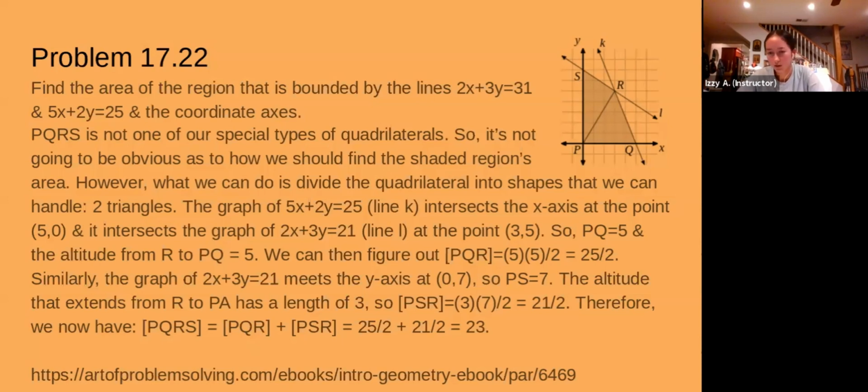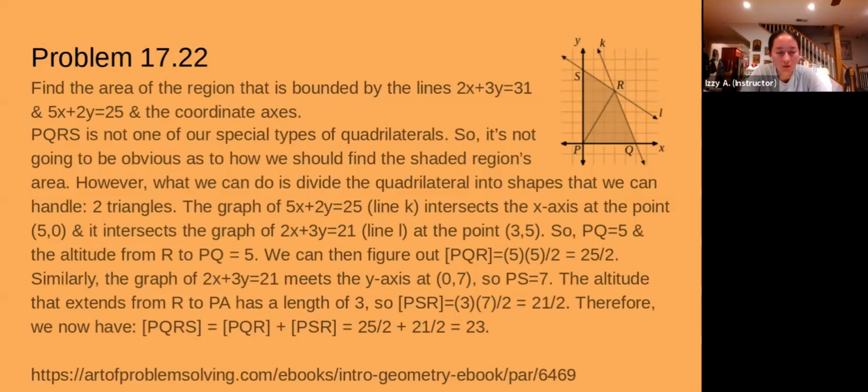Similarly, the graph of 2x plus 3y equals 21 meets the y-axis at (0, 7), so PS is equal to 7. The altitude that extends from R to PS, sorry, I don't know what I typed there, but the altitude I meant is these right here. You can see that it's basically equal to 3 if you turn your head sideways. So the area of triangle PSR would be equal to 3 times 7 over 2, or 21 over 2.